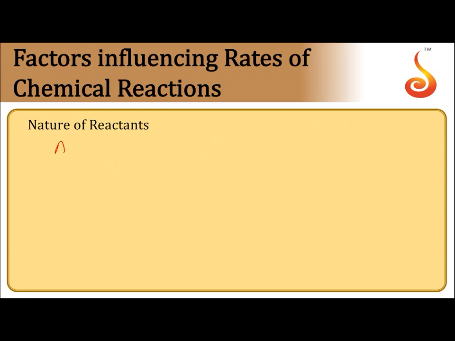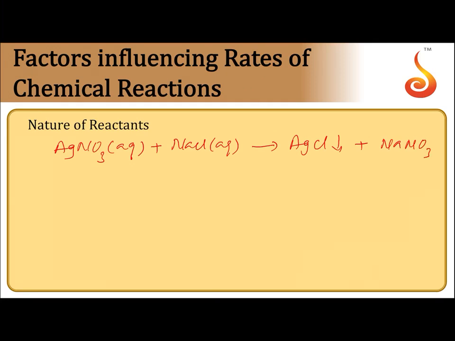Let us take an example. If you take AgNO3 aqueous solution, combining with NaCl, an ionic compound, again in aqueous solution, it forms a precipitate of AgCl, and the byproduct is NaNO3, again in aqueous solution. As soon as you mix these two components, immediately we get a precipitate of AgCl, meaning the reaction is very fast. The reaction is very fast in the case of ionic compounds.